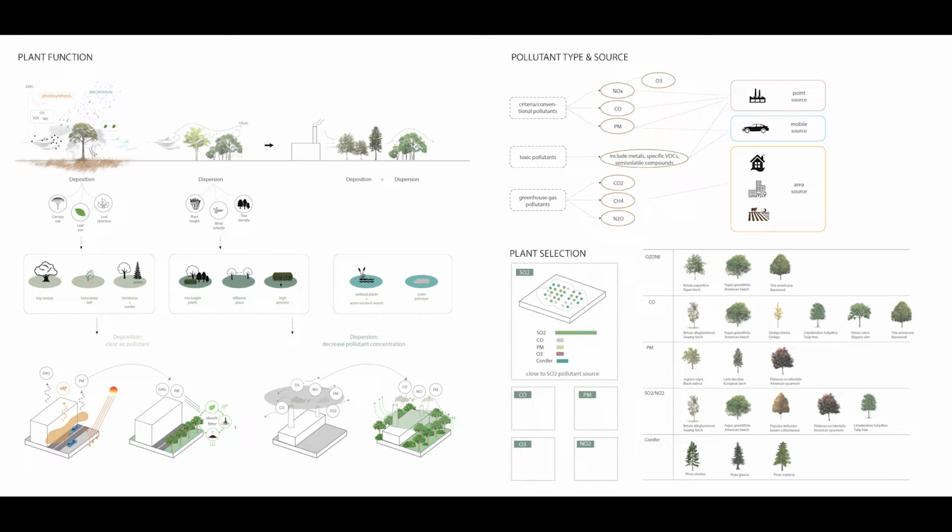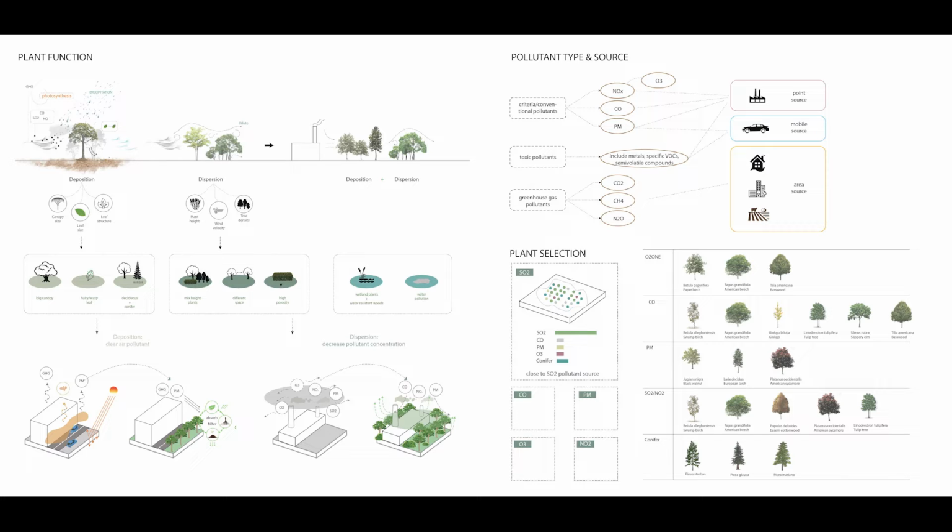I first found some papers talking about a plant's function. It has two main ways to improve air quality. The first one is deposition and the other one is dispersion. Deposition means pollutants go through roots and leaves, which catch the pollutants, and after precipitation, pollutants will be washed down to the soil and be cleaned.